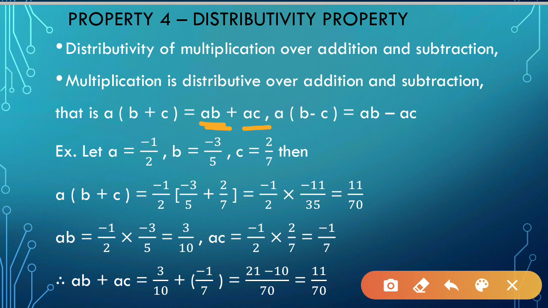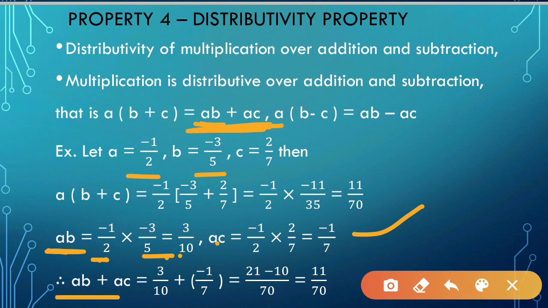First find out the value of AB. AB means A into B. What is A? A is minus 1 by 2. B is minus 3 by 5. When you multiply this, you will get 3 by 10. Now find out the value of AC. AC means A into C. You will get minus 1 by 7. Now what you have to do is add them. AB plus AC. When you add AB plus AC, you will get 11 by 70.